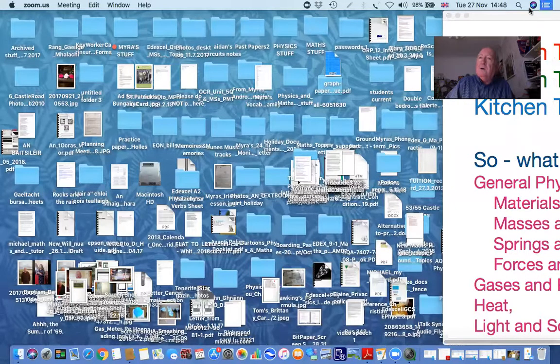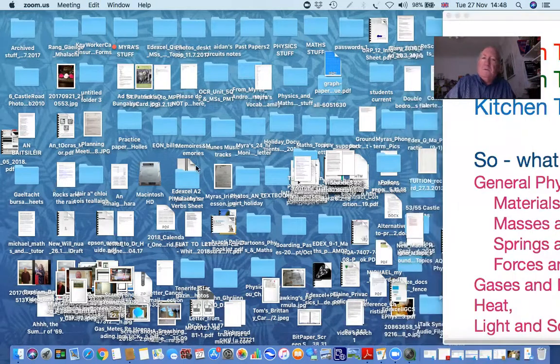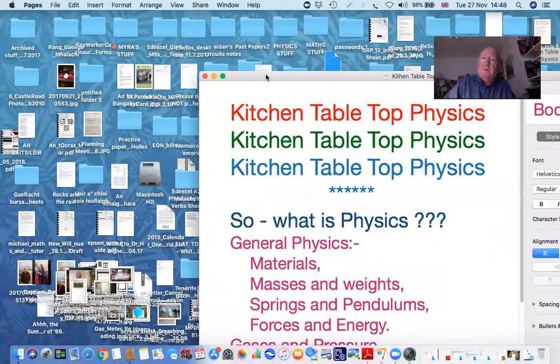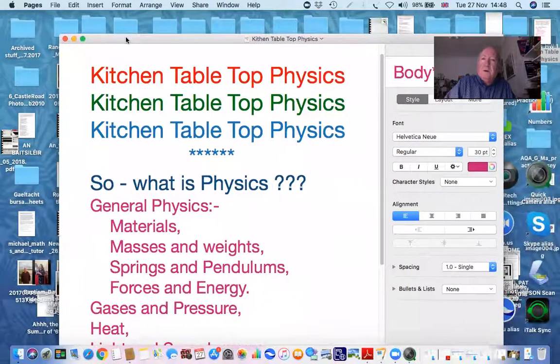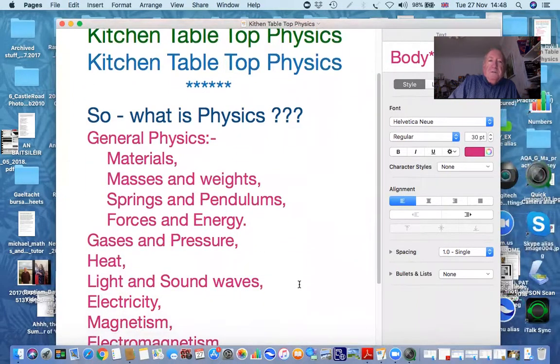So, okay, right, let me share my screen with you, and I want to show you some of the bits and pieces that I've collected over the years. So sharing my screen with you about now. If I drag, just see if we can get this across. Drag this document across. So what I'm going to do is I'm going to call it Kitchen Tabletop Physics, red, green, blue. Nice bit of physics there.